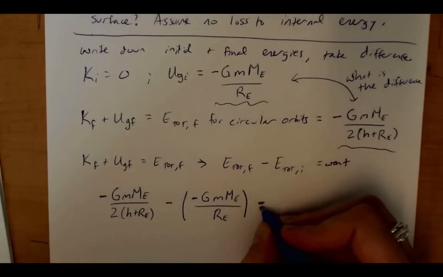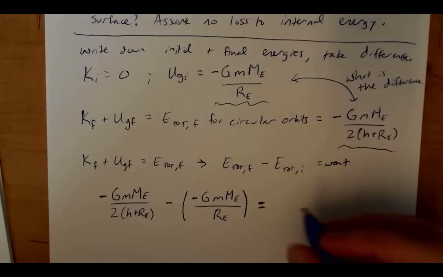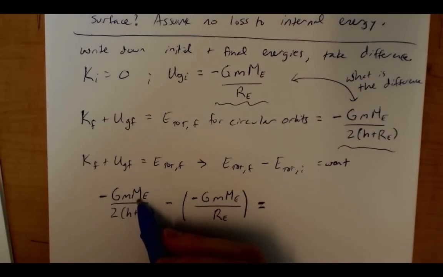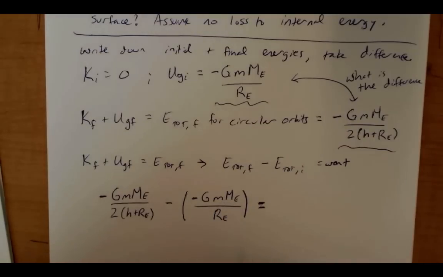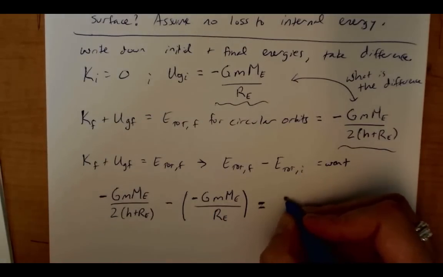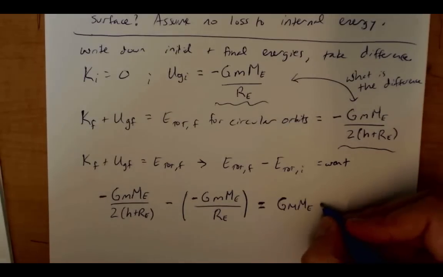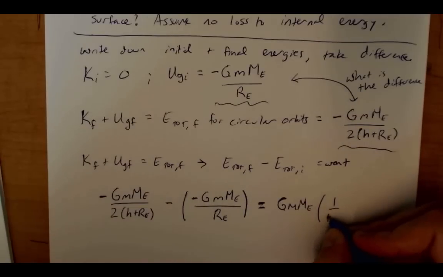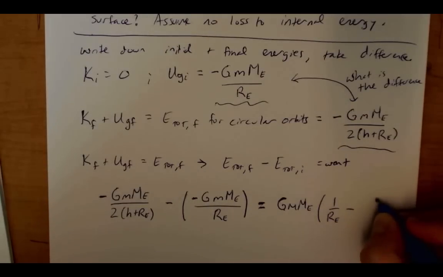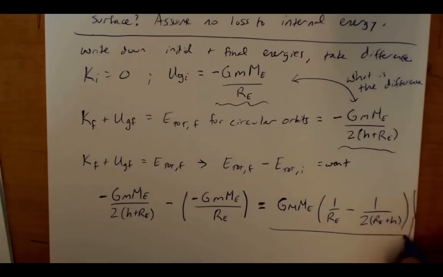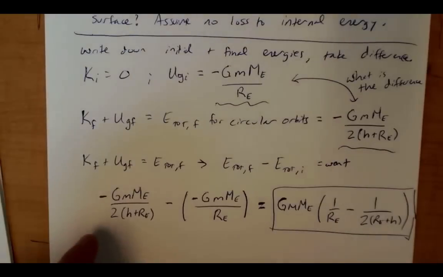And then when you do that, you can see here that a lot of these terms are similar. You have G m M_E and G m M_E here. And so I'm going to just pull those out. I'm going to write G times m times M_E. This term is positive, so I'm going to put it first. It's going to be 1 over R_E, and then minus 1 over 2 times R_E plus h. And then that's as simplified as it needs to be, unless you were given h in terms of R_E, in which case you could simplify it more.